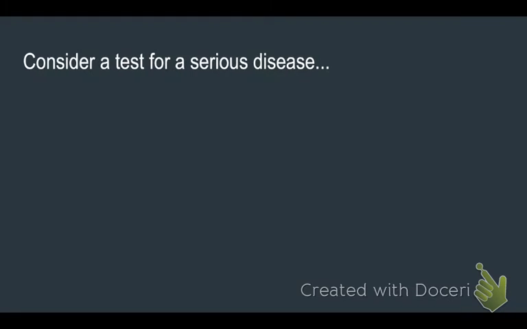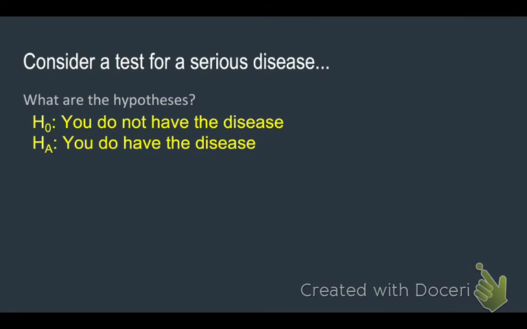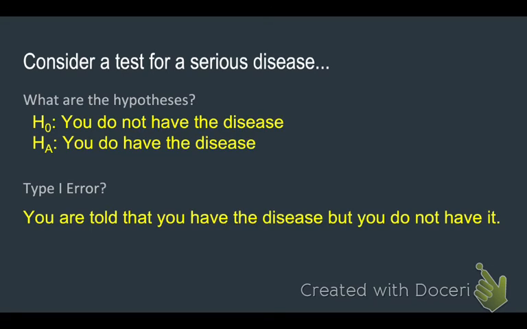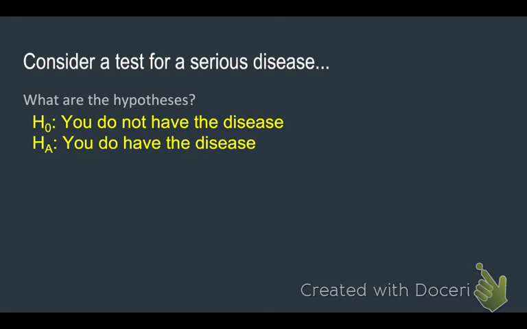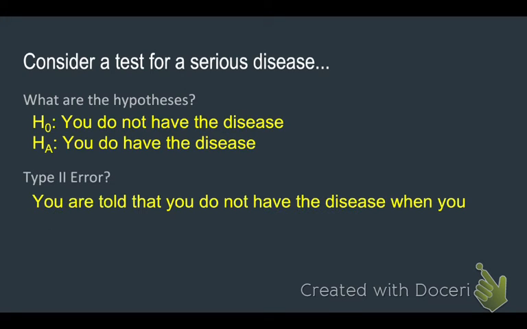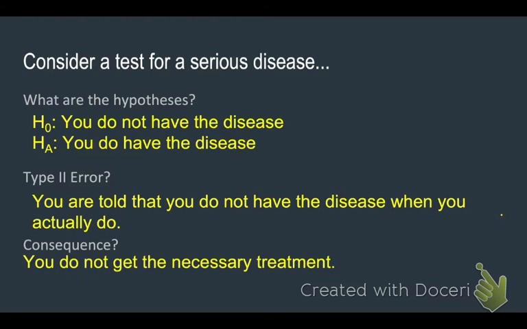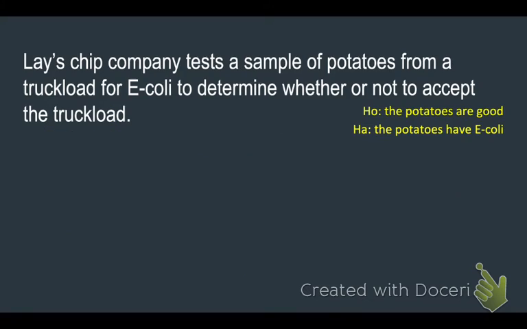All right, so let's go through a few situations here. Consider a test for a serious disease. What are your hypotheses? You do not have the disease. You do have the disease. A type 1 error, a false positive: you are told that you have the disease, but you do not have it. The consequence is that you go through unnecessary treatment and have unnecessary emotional stress. A type 2 error, a false negative: you are told that you do not have the disease when you actually do. The consequence is that you do not get the necessary treatment.